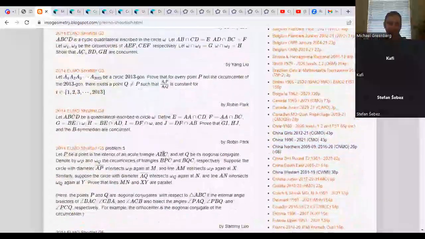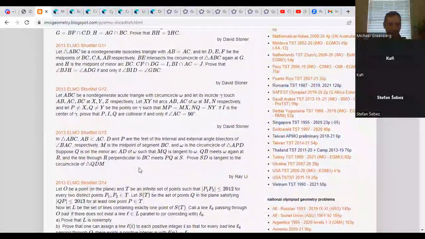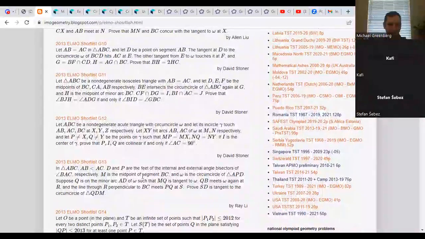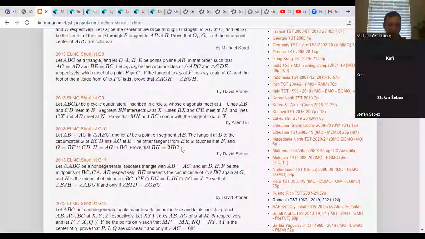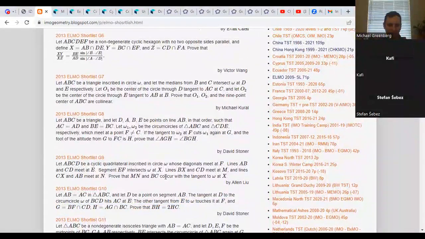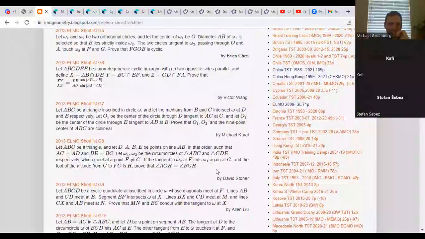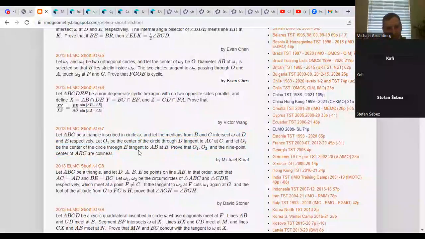Let me go back further. I thought I just saw this one. Maybe it's a different one, BH equals 2HC. It looks exactly the same. This one looks kind of interesting. Maybe this one. I like this one because it has medians. I'm gonna go with this one.